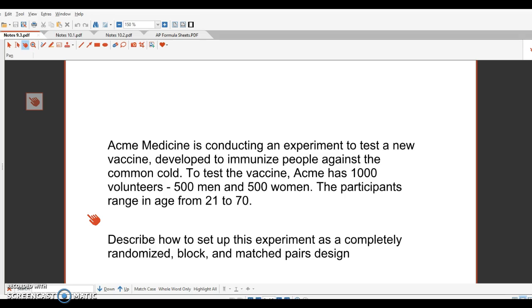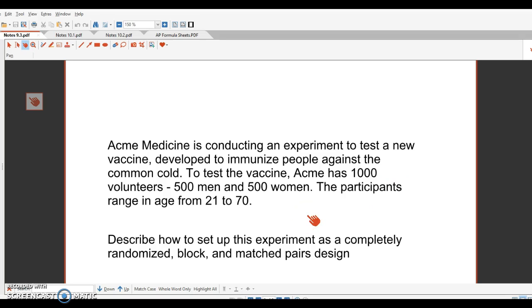So to do kind of a throwback to first semester stuff, here was a warm-up problem. Acumen Medicine is conducting an experiment to test a new vaccine. They've selected 1,000 volunteers, 500 men, 500 women. Describe how you could do this either as completely randomized, block, or matched pairs. And we discussed this a little bit as a class.